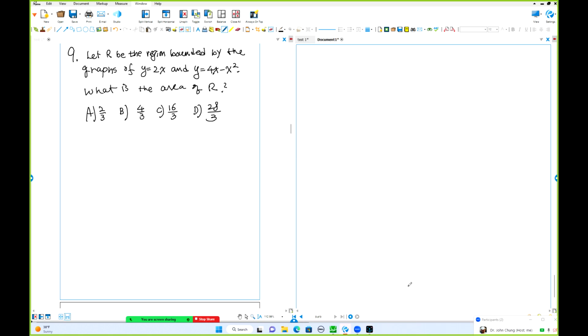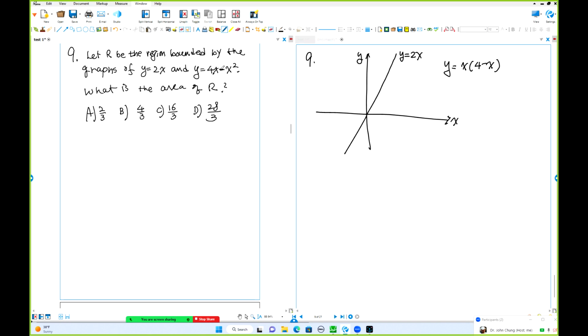That is number 9. Let R be the region bounded by the graph of y equals x and y equals 4x minus x squared. We did a lot of these, right? To find the area under the curve, make a graph. This is the y equals x graph. And y equals 4x minus x squared. x is a common factor, so x times (4 minus x), right?